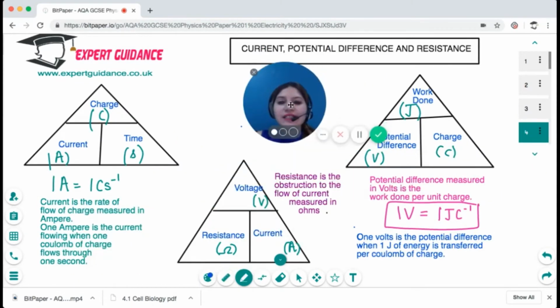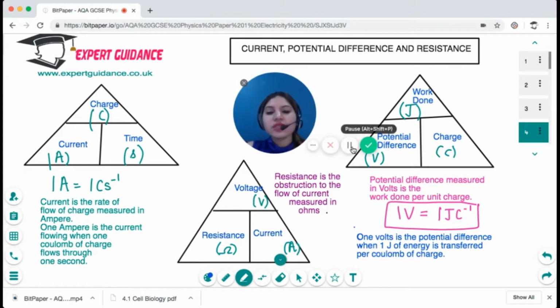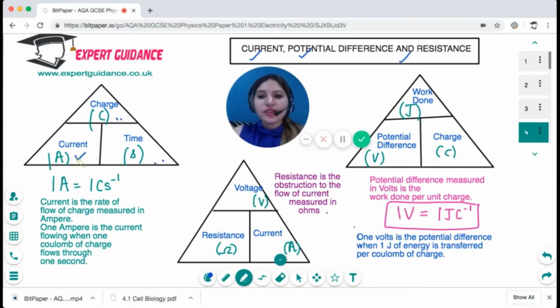Now let us look at the very important triangles or the formulas that you need to remember. The unit of current is amperes, charge is in coulombs, time is in seconds. So 1 ampere is 1 coulomb per second. So current is the rate of flow of charge, measured in amperes. 1 ampere is the current flowing when 1 coulomb of charge flows in 1 second.